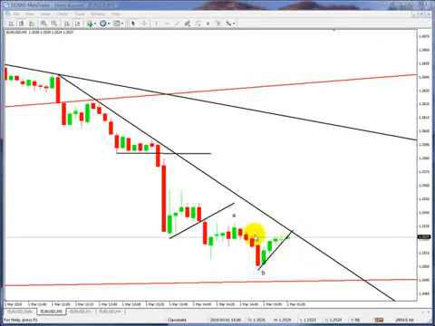Okay, then what we're going to do is we're just going to watch this live now and let's see what potentially happens here. This is the area we're interested in, okay? Is it going to break this trend line and come down towards this particular trend line, or is it going to break this trend line?